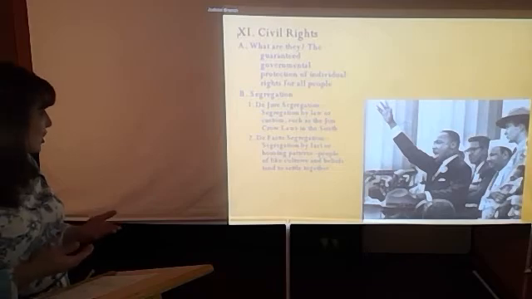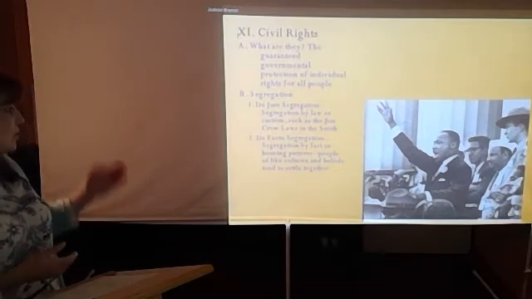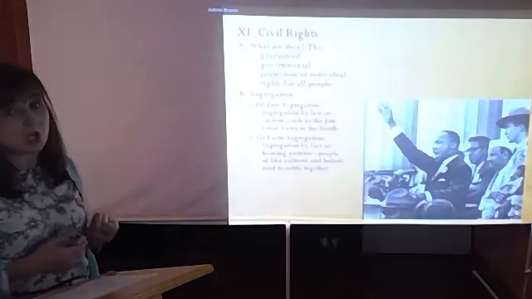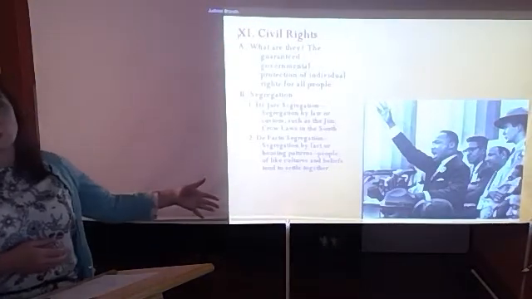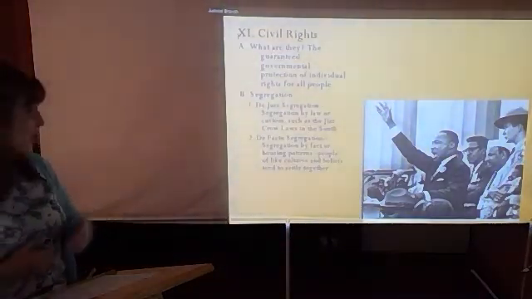So where does segregation come in? Well, de jure segregation means segregation by law or custom. So this would have been what would have happened with the Jim Crow laws in the South. The whites-only restaurants, the whites-only hospitals, those kinds of things.